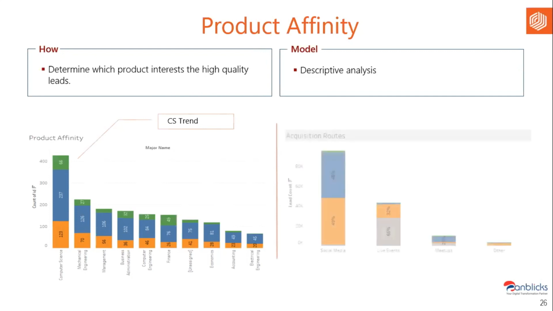And we have supplemented this result with a score on the acquisition route, that is, from where these leads are coming. And you can see that social media is the top channel from where most of the leads are coming, but the quality of the leads coming from the channel is of mixed nature, with 50% falling in the B category and 50% falling in the C category.